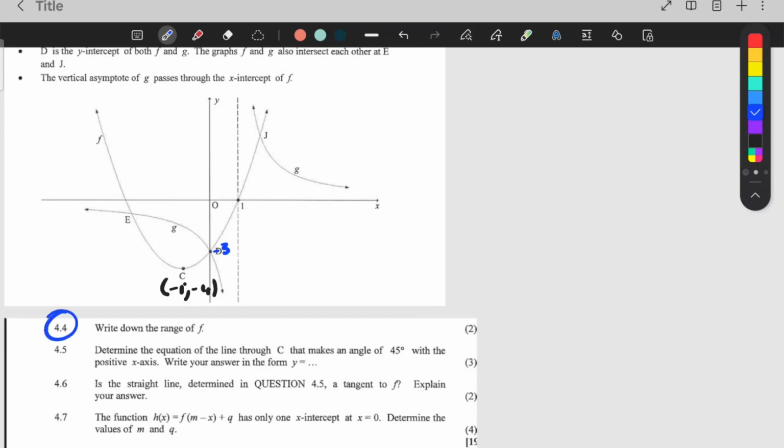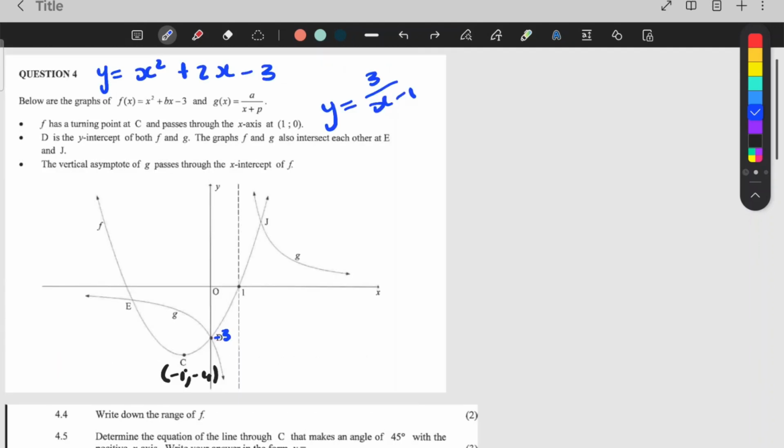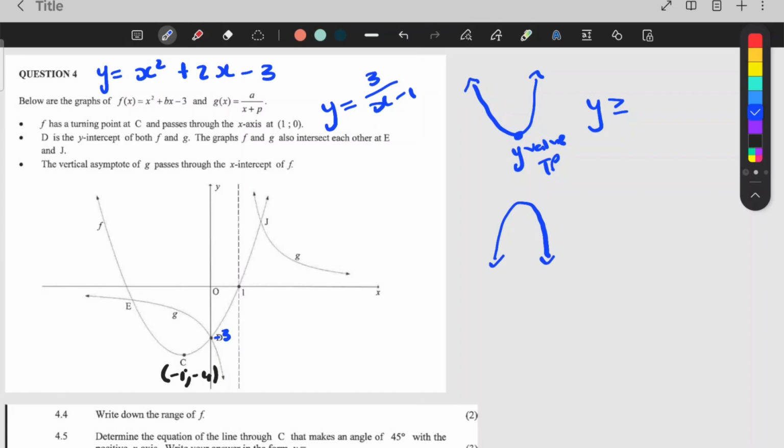4.4 says, write down the range of f. So if a parabola has a smiley face, then the range is y is greater than or equal to the y value of the turning point. And if it's a sad face, then y is less than or equal to the y value of the turning point.